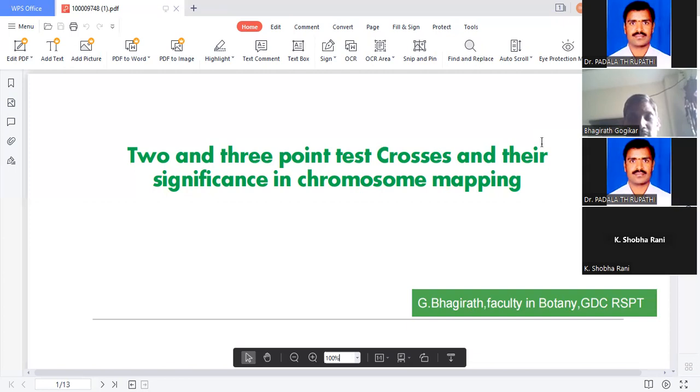Once a student understands the genetic phenomena or genetic inheritance principles, definitely you can catch the logic in the particular concept. So try to understand. This is one of the important topics. It is mentioned in your PG entrance syllabus also. So, 2-point and 3-point test cross and their significance in chromosomal mapping. You can go for the next slide.